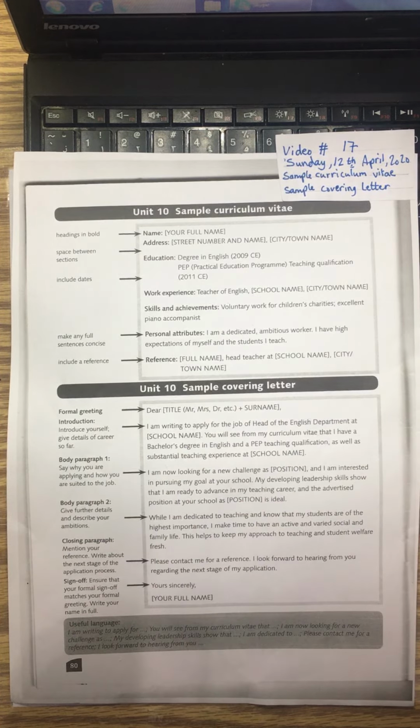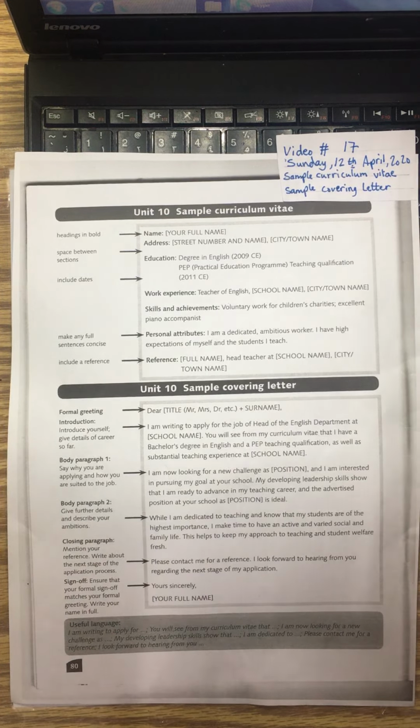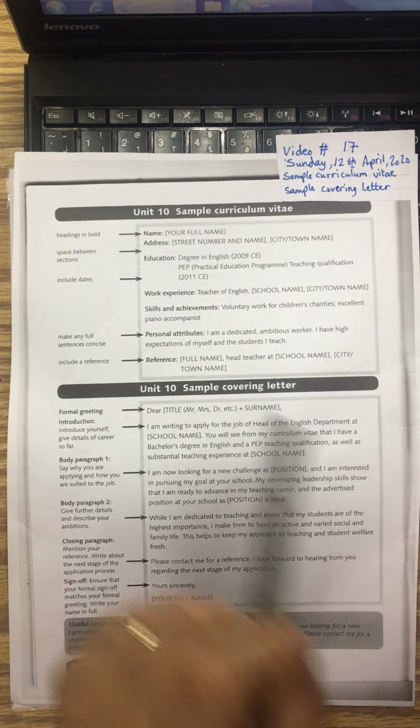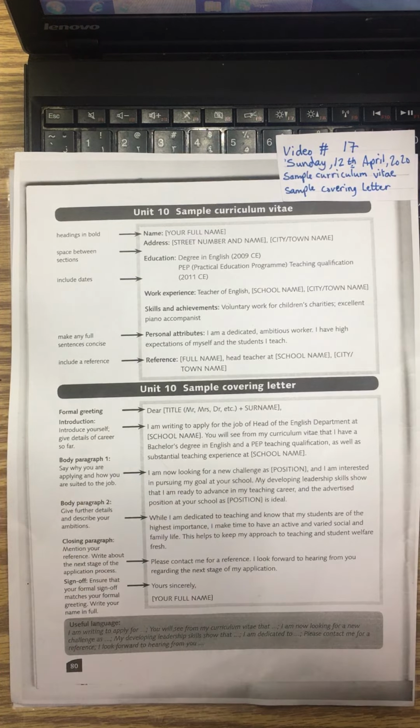Okay. Then the next step, we have skills and achievements. What are the skills and what are the achievements? Voluntary work for children's charities. Voluntary means volunteer work, charity work for children. Excellent piano accompanist, meaning someone who accompanies a piano player. I think this is the only translation for this one. Okay. And after that, personal attributes or personal characteristics. What are the personal traits or characteristics?